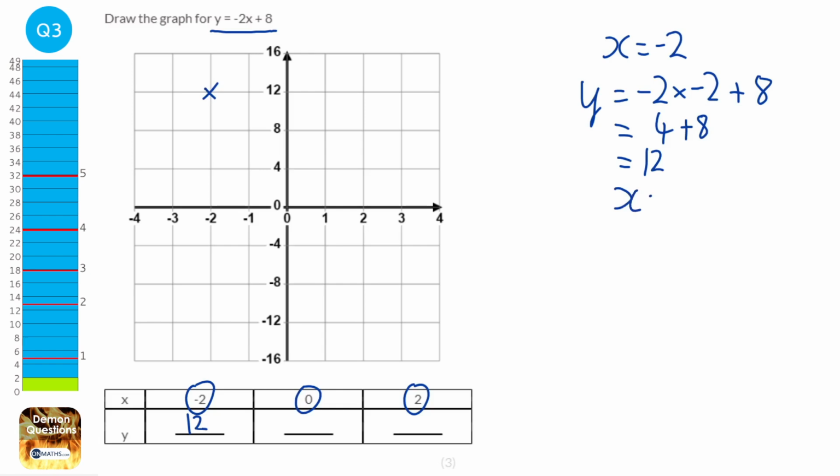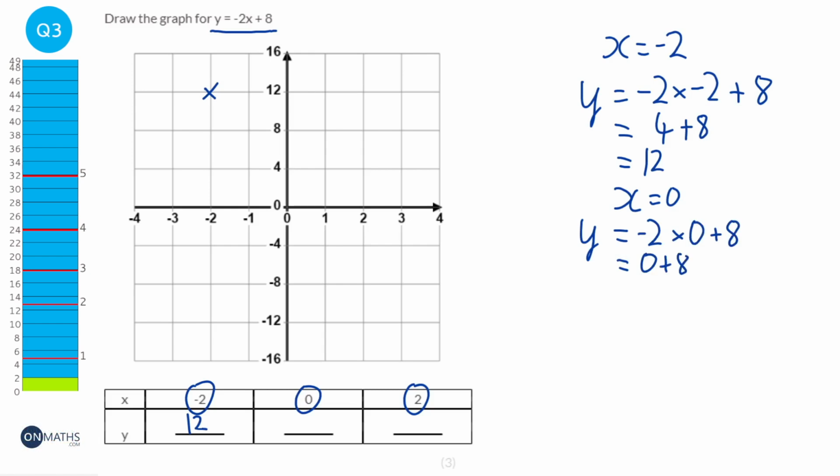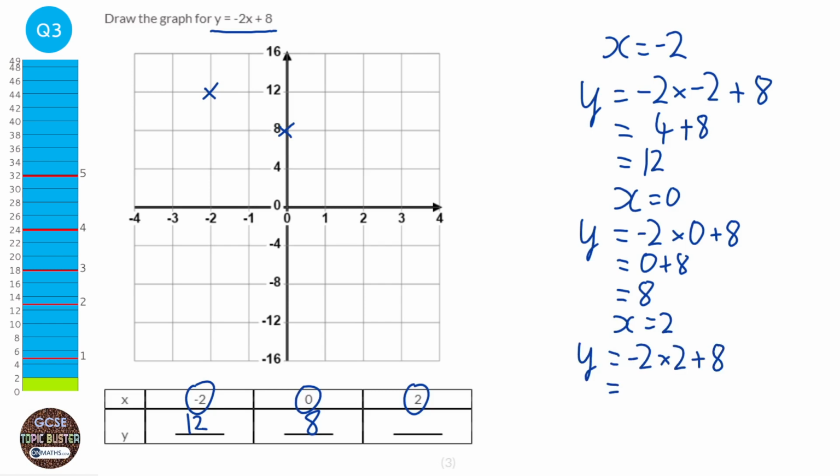Then we're going to put in x equals 0. So it's going to be y equals -2 times 0 plus 8. Anything times 0 is just 0, so it's just going to be 0 plus 8, or just 8. So it's going to be 0, 8 will be our next coordinate. And then finally we've got x equals 2, so it's going to be y equals -2 times 2 plus 8. -2 times 2 is going to be -4, and -4 plus 8, which is the same as 8 take away 4, so that's going to be 4. So at 2 it's going to be 4.